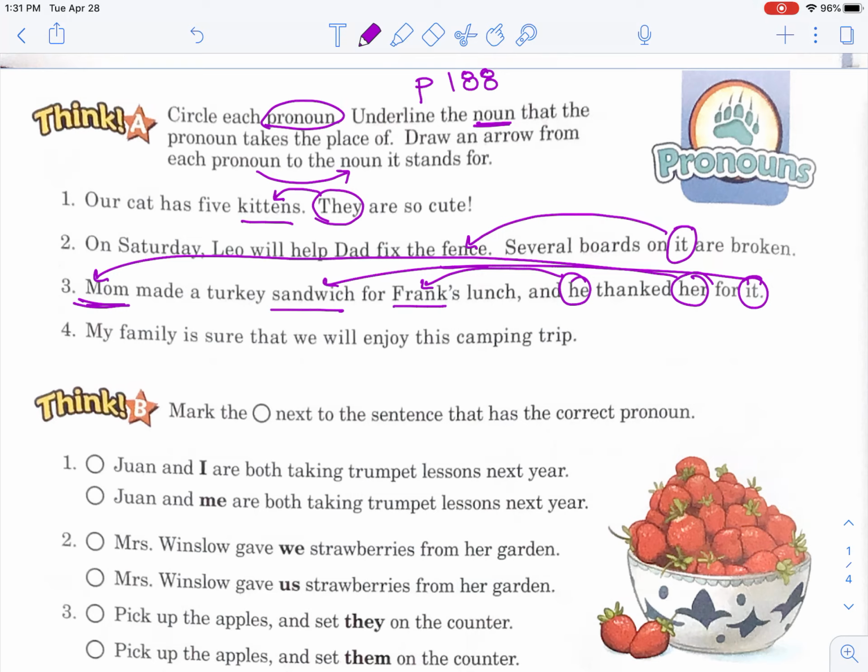Okay, my family is sure that we will enjoy this camping trip. Ooh, I only see one.